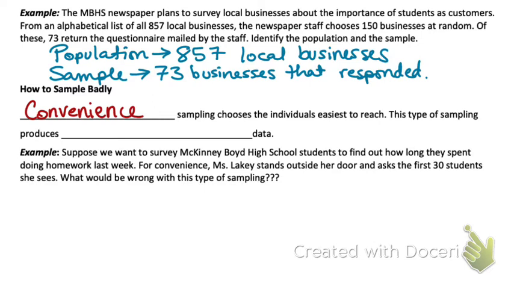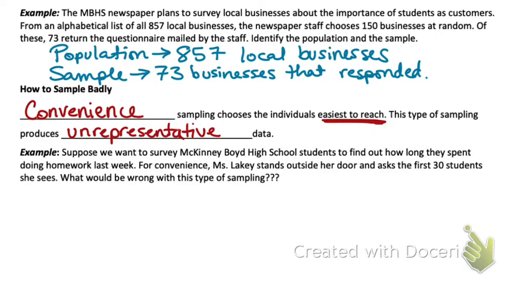Okay. This type of sampling. Convenience sampling chooses the individuals easiest to reach. This type of sampling produces unrepresentative data.